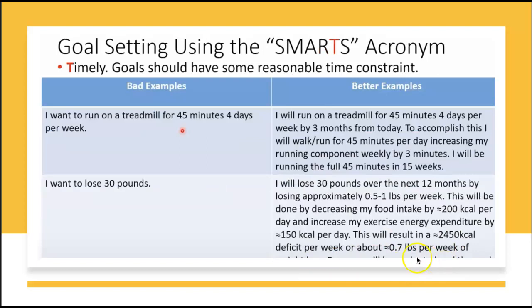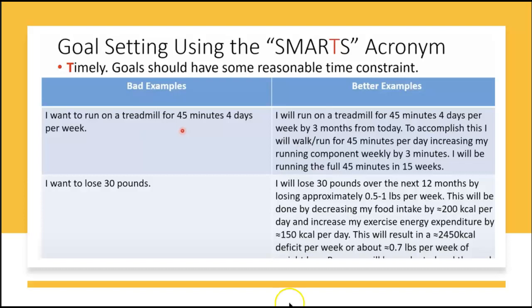So I want timely. I want to run on a treadmill for 45 minutes, 4 days a week. Well, that would be great, but let's talk about how we can make this a little more specific and timely. So I want to run on the treadmill 4 days a week by the end of 3 months. So I will accomplish this by walking for 45 minutes and then increasing my running component every minute. I do remember this Couch to 5K app that did really good of like walk for this many minutes, run for 2. And it would just give you a whole training session for like 8 weeks to be ready to run a 5K.